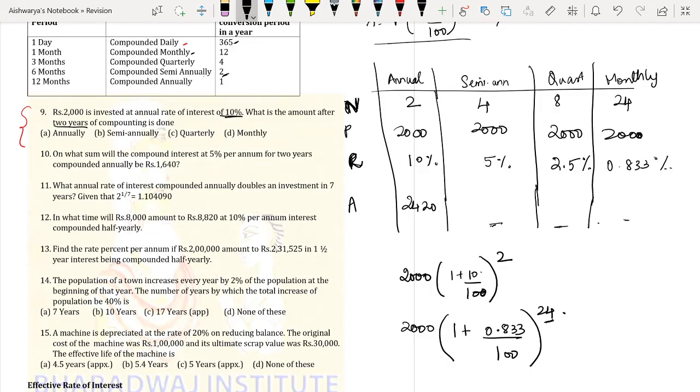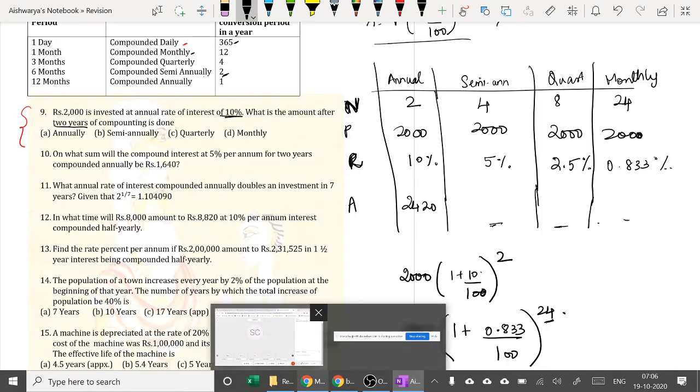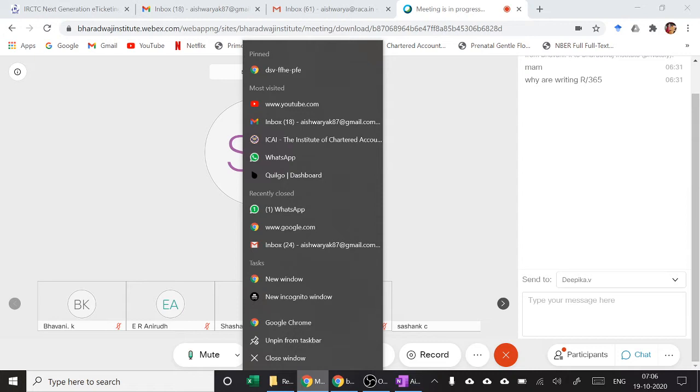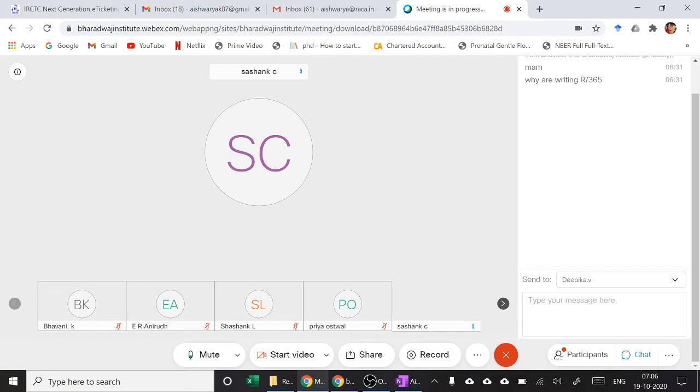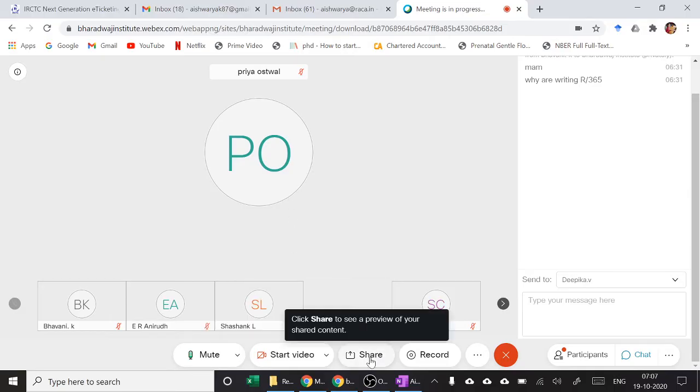Okay. Anybody wants to tell me, Sashank, what number did you get on your calculator? No, the decimal I am asking. Whole part 24, what did you get? Is everybody getting the same thing? Anirudh? Correct. That is the correct number. Correct. That's what even I am getting.